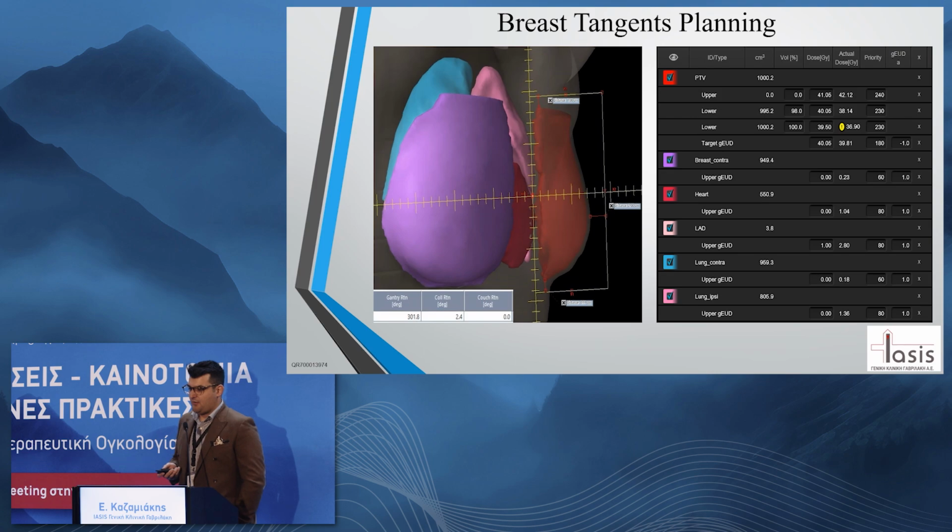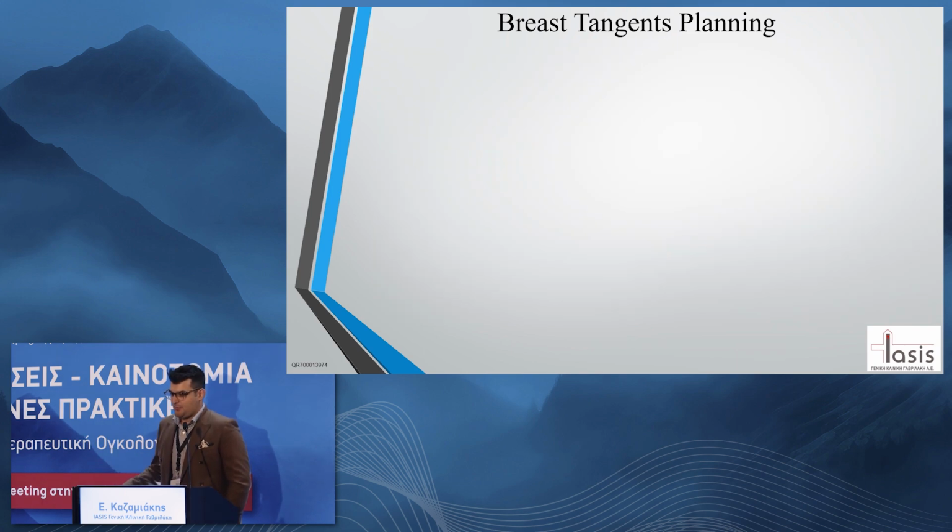We're using upper and lower GUDs for the PTVs, target GUDs for the PTVs, and we're also using upper GUDs for the organs at risk. It is worth mentioning that we are also changing the X and Y smoothing in the photon optimizer to have MLC that move like waves. That's what we do.